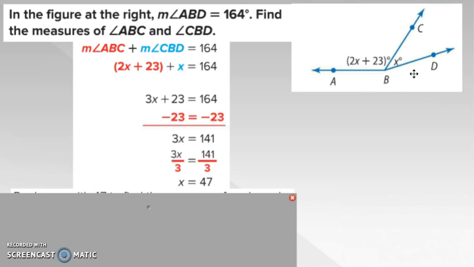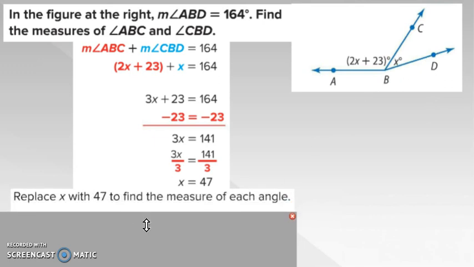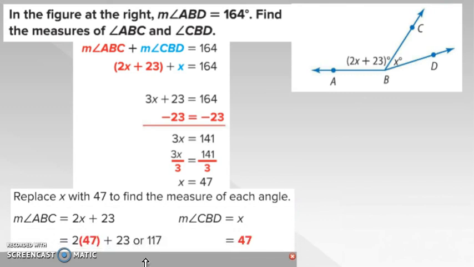Now, we need to find angle ABC and angle CBD. Well, CBD is easy since we found x. We know that CBD is 47 degrees. To find the other angle, we take 47 and plug it in for x in the measure of angle ABC. 2 times 47 plus 23 is equal to 117.